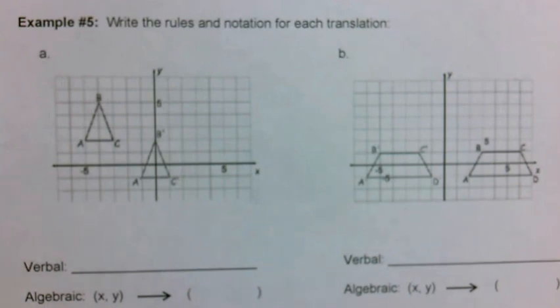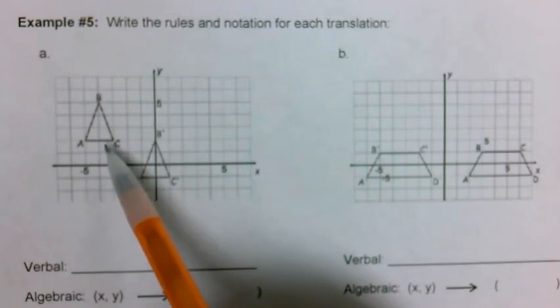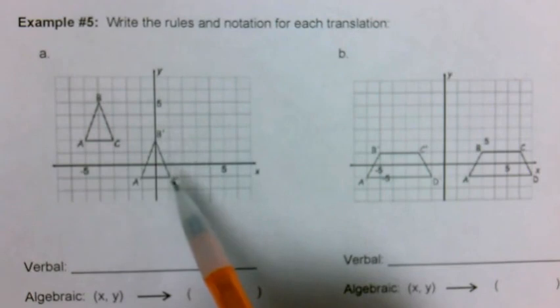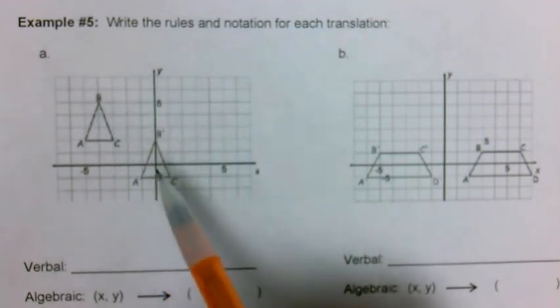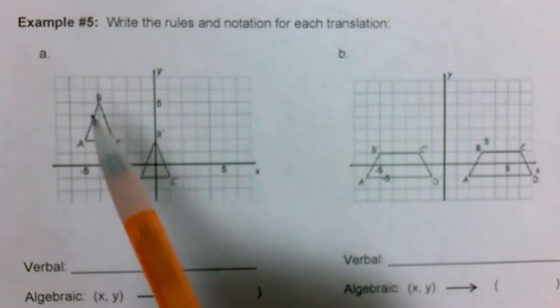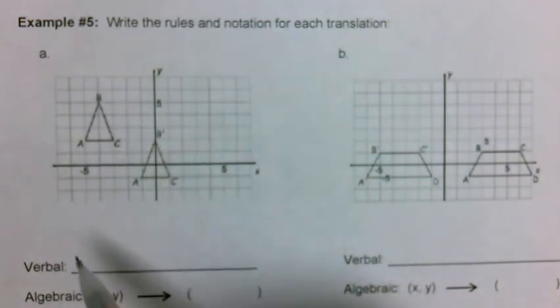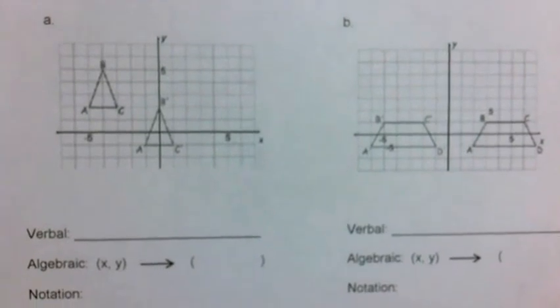If we look at our first example here, we have triangle ABC, that's the pre-image, and the image is triangle A prime, B prime, C prime. I want to know, how did you move from the pre-image ABC to the image A prime, B prime, C prime? So this was a translation, right? We slid this triangle down here. How did we do that? What is the verbal rule? What's the algebraic rule? What is our translation notation going to look like for this example?